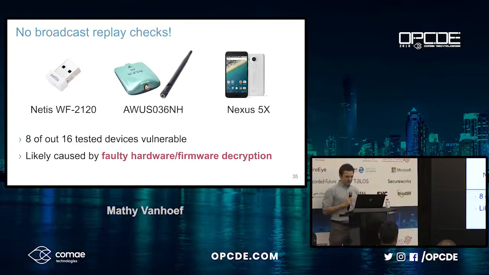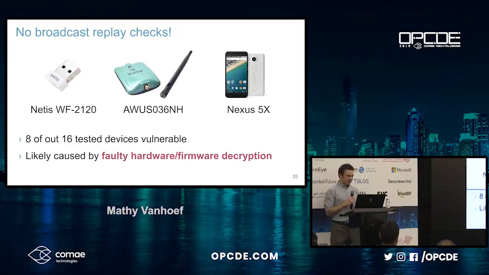And we think the reason this goes wrong is because they implement encryption in hardware or in firmware, and there's a bug somewhere in that hardware or firmware. Because, for example, with these USB devices, if we force software encryption, then they are no longer vulnerable. So if you want to defend against this, you can try to enable purely software encryption and disable hardware encryption.